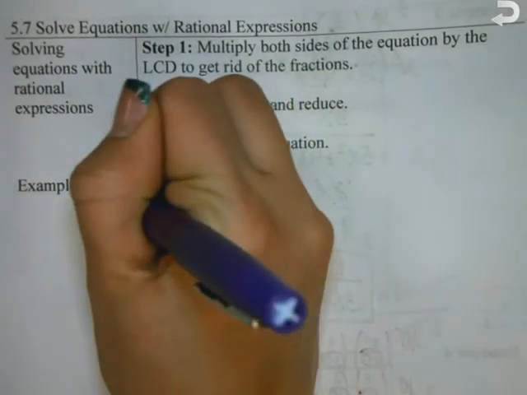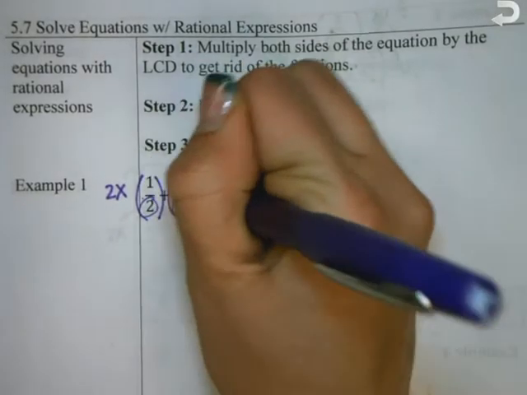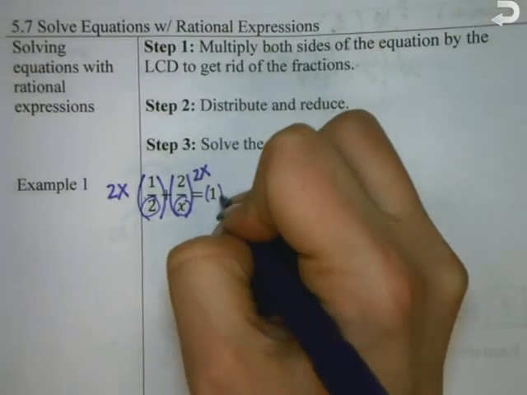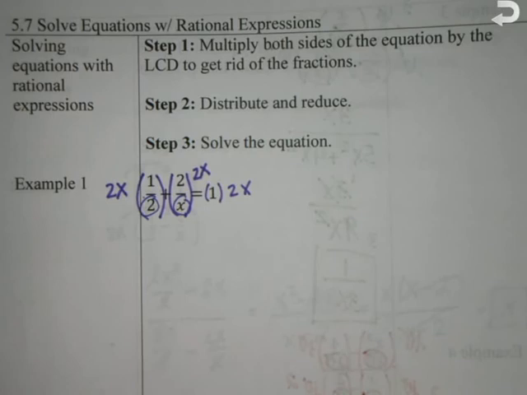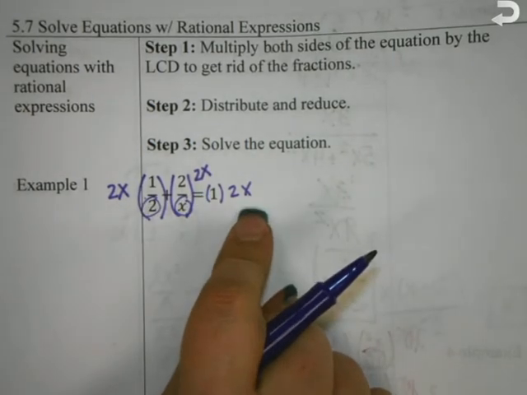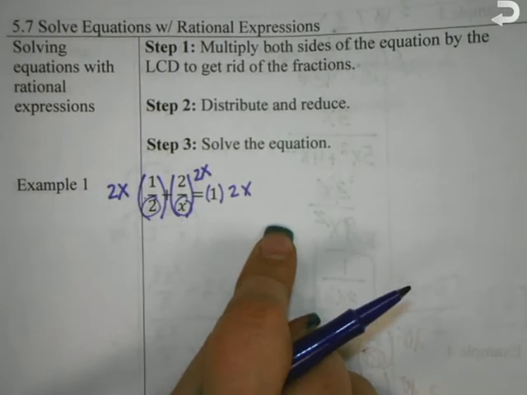Right, so we multiply every single term by 2x. So we multiply that guy by 2x. We multiply this guy by 2x. And we multiply 1 by 2x. So whatever we do to one side, we have to do to the other. Or we have to multiply everything by 2x. Okay? This is taking care of distributive property all in one step.